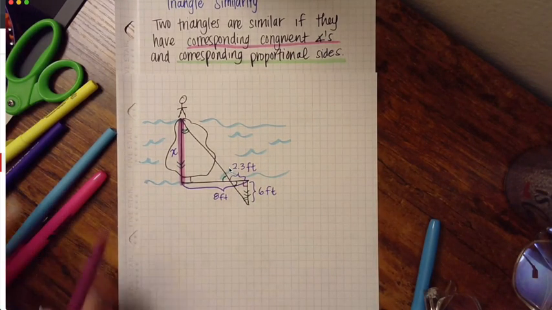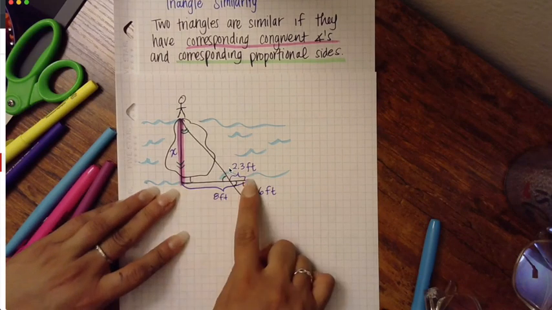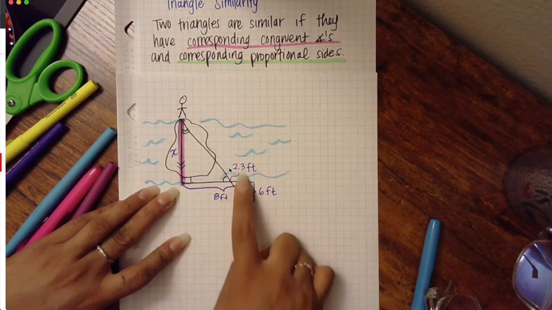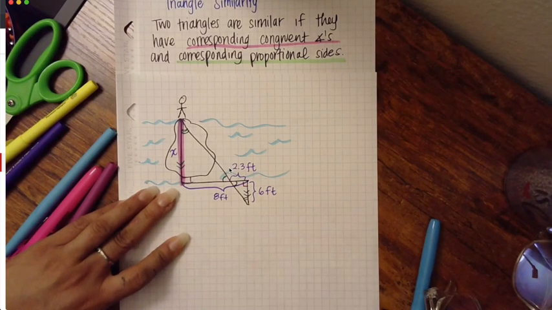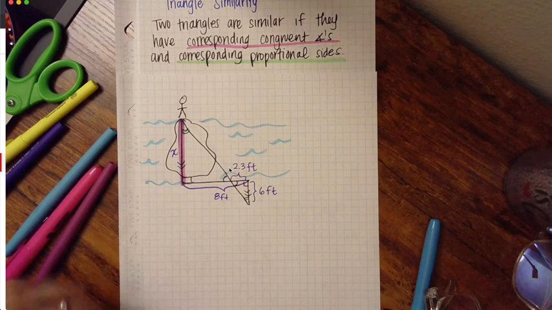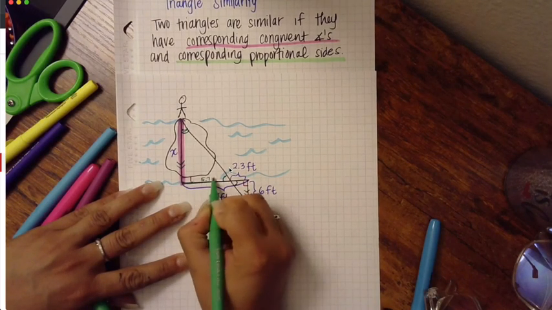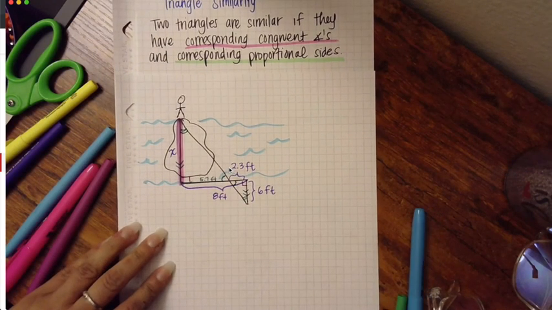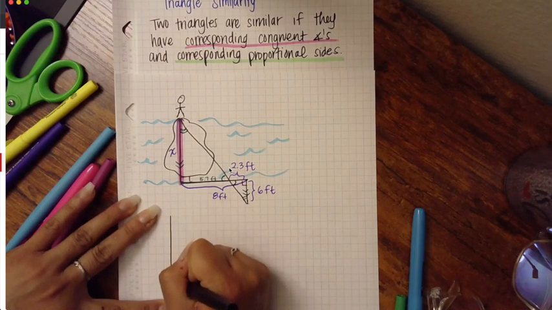So I now have all the information. I do know, though, that from here to here is 8 feet. However, I just need it from here to here. So this difference between 8 and 2.3 is going to give me that distance. So 8 minus 2.3 gives me 5.7. So I know that this right here, just this right here, is 5.7 feet. So what I'm going to do is recreate these triangles now, and I'm going to place them in a corresponding position.